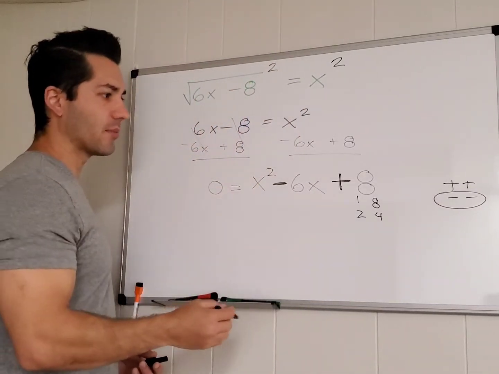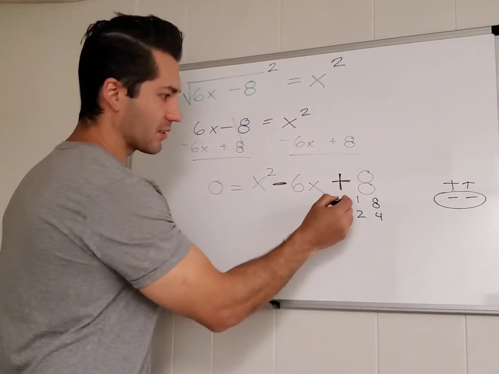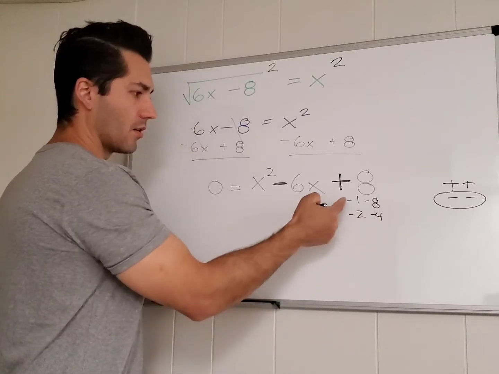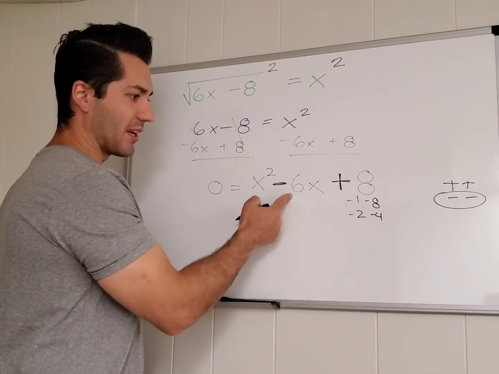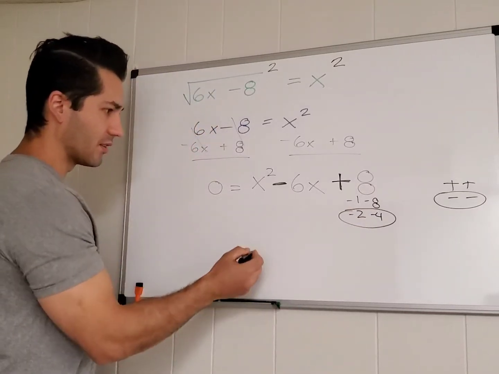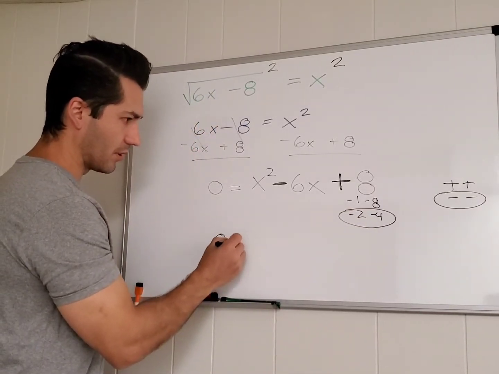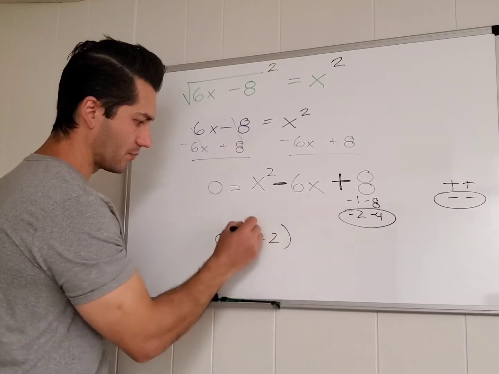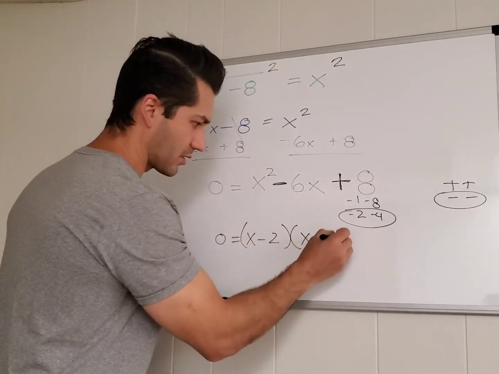which kind of looks like a dead cow if you remember. The negative 6: negative 1, negative 8, that's not going to give me that negative 6. Negative 2, negative 4, there it is. This factors to 0 equals x minus 2, x minus 4.